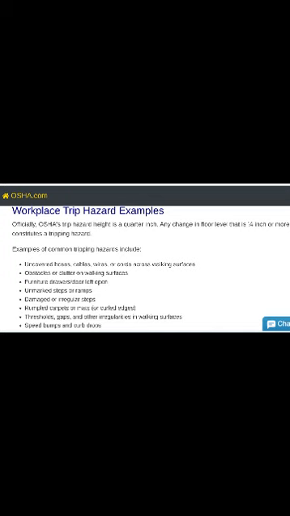Officially, OSHA's trip hazard height is 1/4 inch. Any change in floor level that is 1/4 inch or more constitutes a tripping hazard. Examples of common tripping hazards include uncovered hoses, cables, wires, or cords across walking surfaces, obstacles or clutter on walking surfaces, furniture drawers or doors left open, unmarked steps or ramps, damaged or irregular steps, rumpled carpets or mats or curled edges, thresholds, gaps, and other irregularities in walking surfaces, speed bumps, and curb drops.